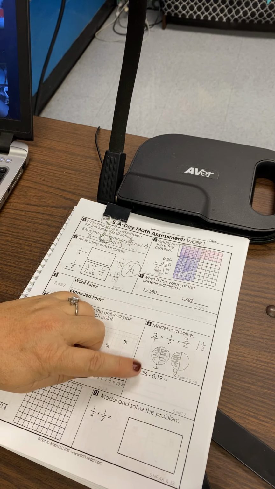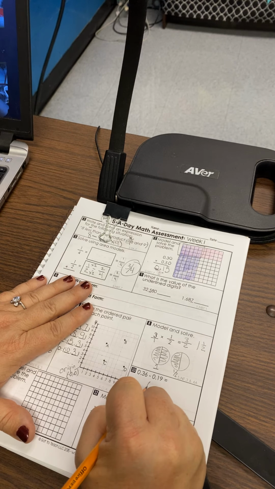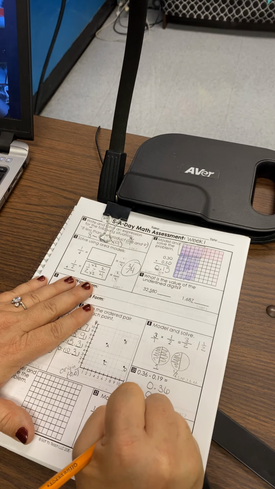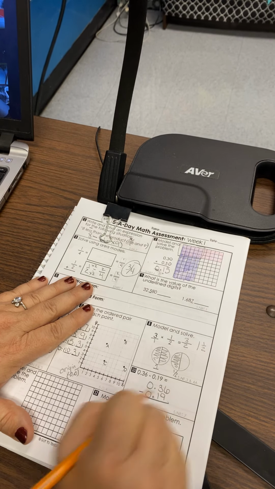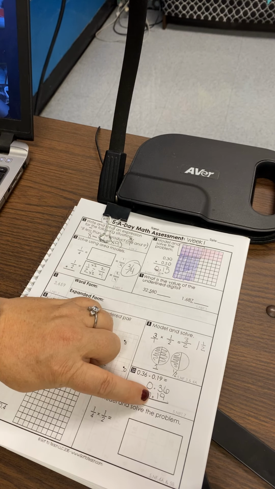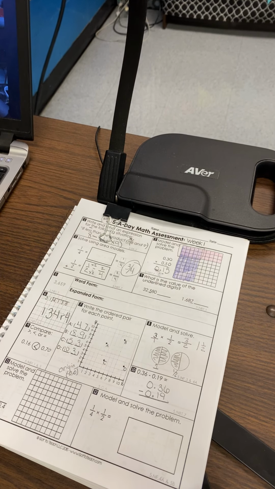All right. Number 10, this is our last one on this page for today. So we're going to take 36 hundredths and we're going to minus 19 hundredths. So it's easier to stack them on top of each other. And when you stack your decimals on top of each other, your decimals have to be lined up. They have to be in the same place. So now it should look just like a normal subtraction problem, except there's a decimal.